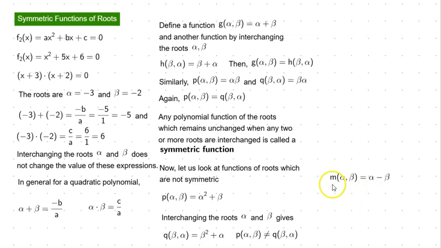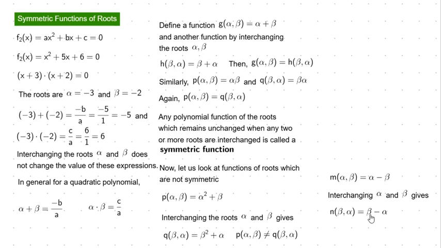Now let's look at another one. m of alpha comma beta is equal to alpha minus beta. In this case, what happens? When we interchange alpha and beta, we get n of beta comma alpha is equal to beta minus alpha. These two are not going to be the same. Let's look at this example itself, minus 3 and minus 2. So minus 3 minus minus 2, which is minus 3 plus 2, that is minus 1. So here we get minus 1. Here what happens?